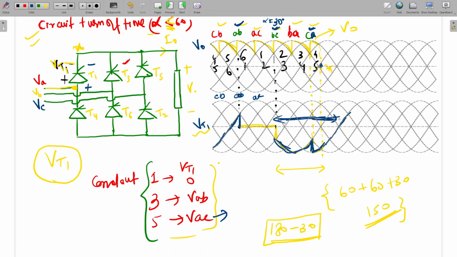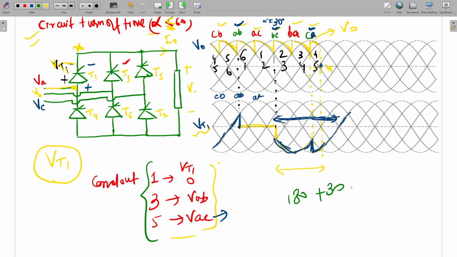Okay, now what is the angle? This only mistake we have made. Since this is a continuous turn off, what is this angle, here to here? 60, 60, 60, that is 180 plus 30, so 210. So the formula for this one that we should memorize is 240 minus alpha.